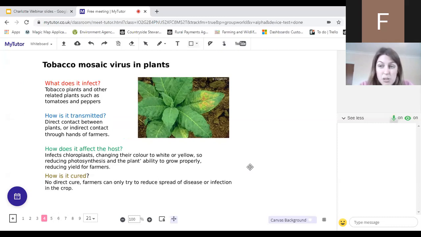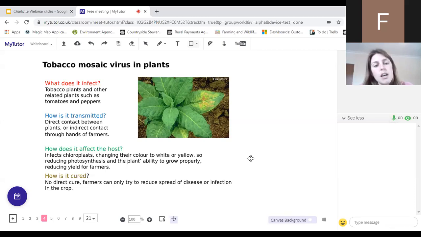It's on a couple of the other specifications as well, but you need to double check if you're not studying the AQA specification, but the principles are the same. So tobacco mosaic virus infects tobacco plants and other related plants such as tomatoes and also peppers. It's transmitted by direct contact between plants or indirect contact through the hands of a farmer.